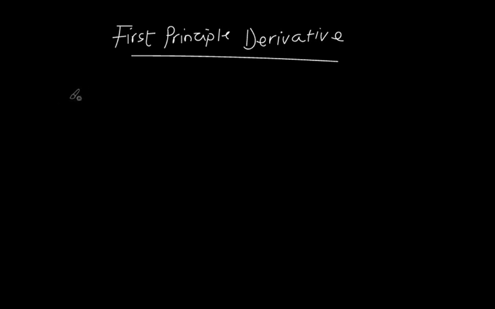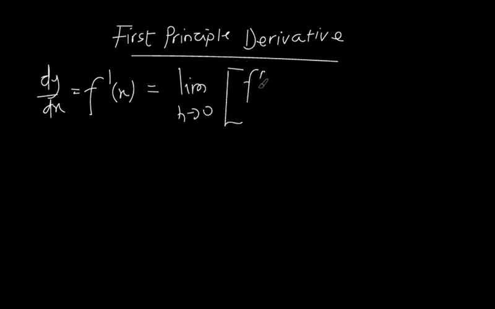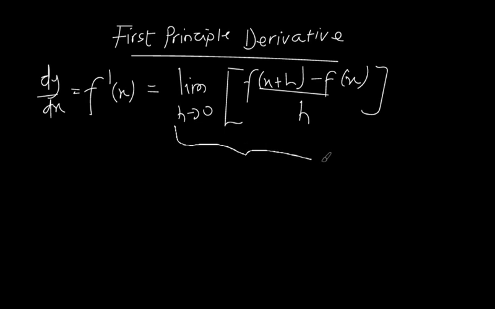So to differentiate a function using the first principle, we have the formula given to us by dy over dx, which means the differential, or f prime of x, is equal to the limit as h approaches 0 of the function f of x plus h minus f of x all over h. So from here all the way here is actually the formula for the first principle derivative, and this means the differential of the function x.